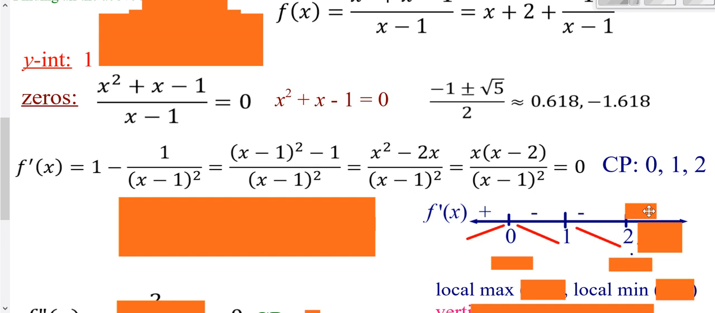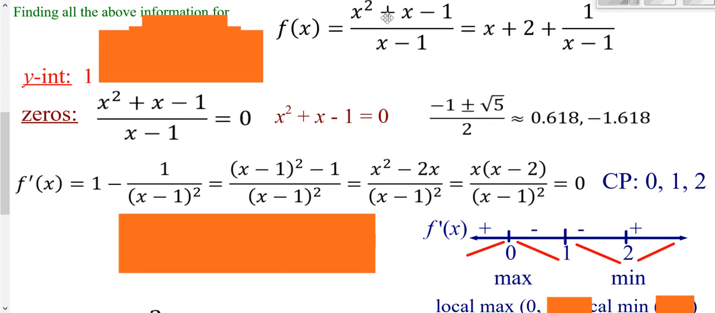And then you try something to the right of 2, and then everything ends up being positive again, so you know you're going up. Here at 0, we're at the top of the mountain, so we know we have a max. Here at 2, you know you're at the bottom of the valley, so you'd have a min. So to find that max, you just have to take 0 and plug it into your original function up here, and that's where the 1 comes from.